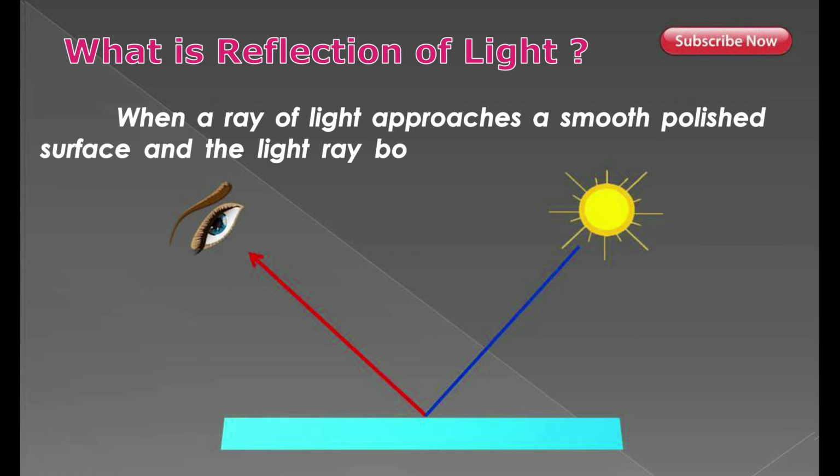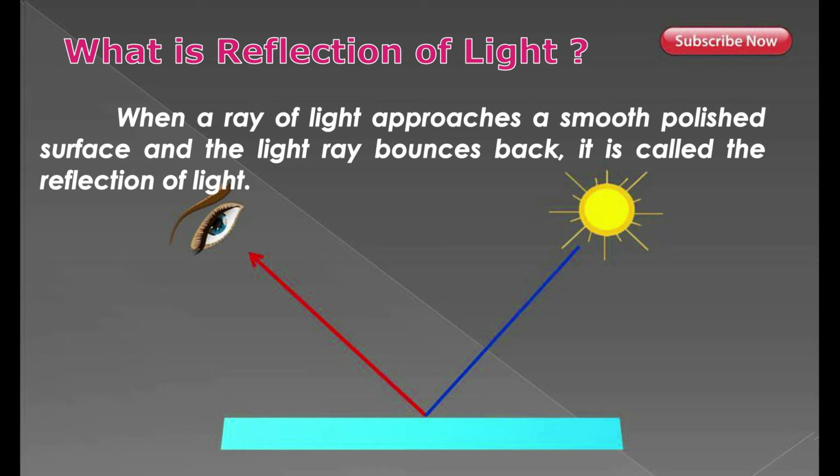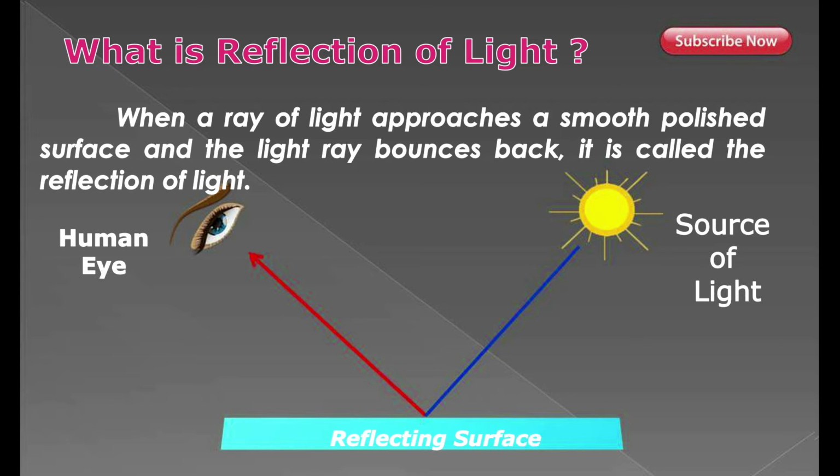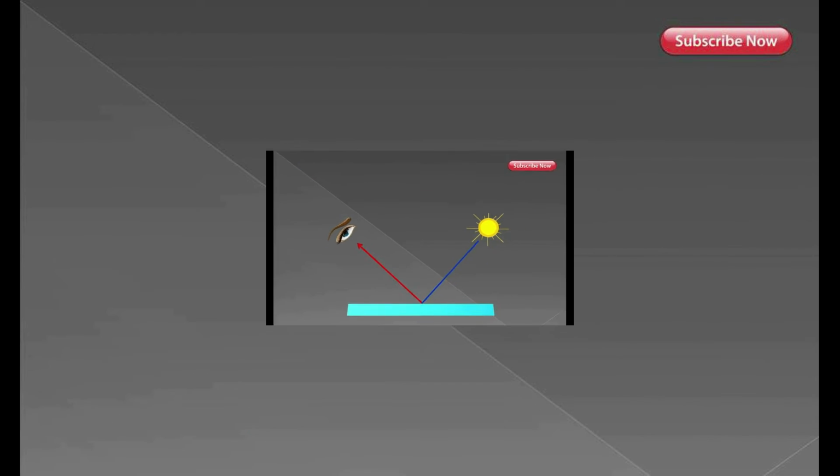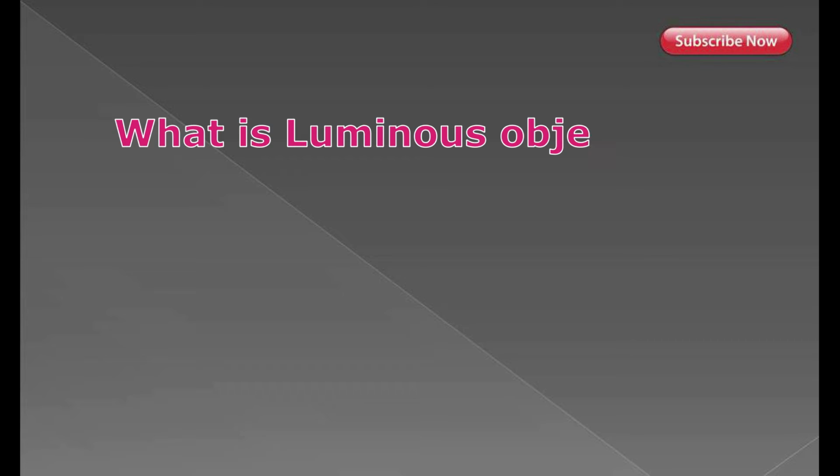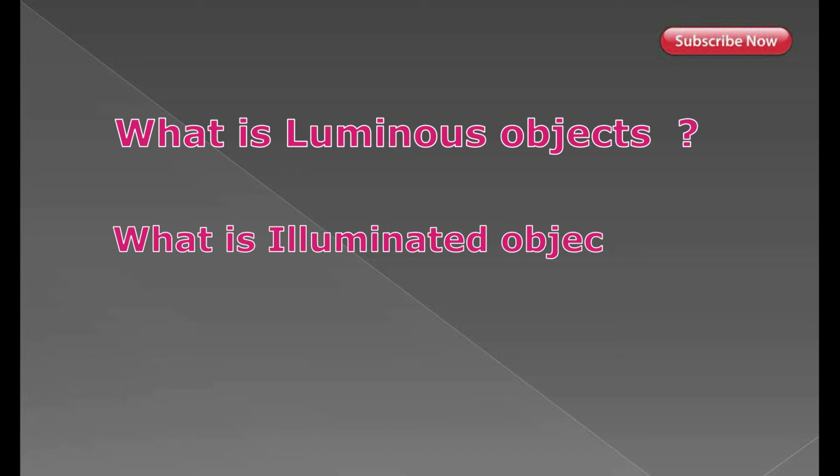When a ray of light approaches a smooth polished surface and the light ray bounces back, it is called the reflection of light, as you can see in the picture. Before we move ahead on this topic, let's discuss what are luminous objects, what are illuminated objects, and then what is line of sight.